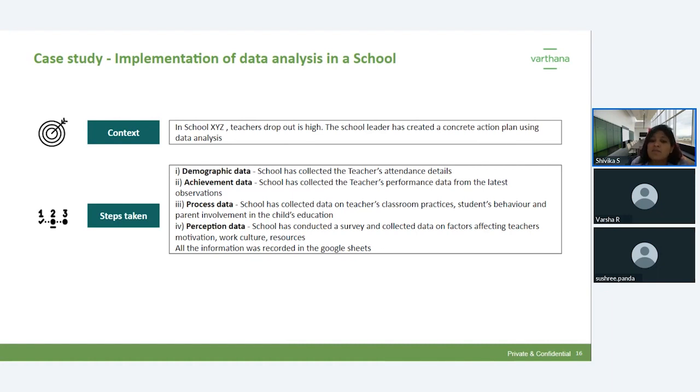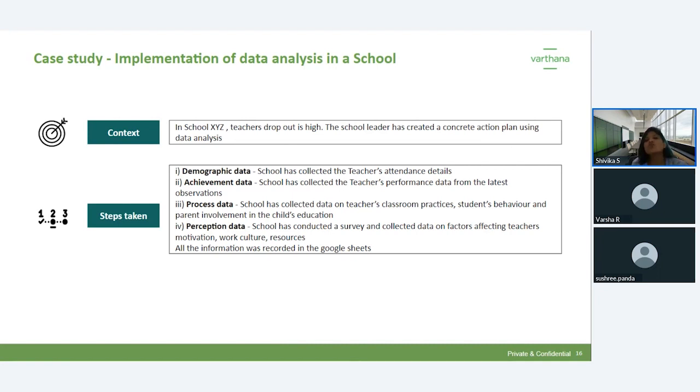Related to the various factors which are affecting teacher motivation. Are they being paid enough? Do they think that they are growing in the setup? What sort of resources are available for them? What are the facilities or additional benefits they are getting from the school?